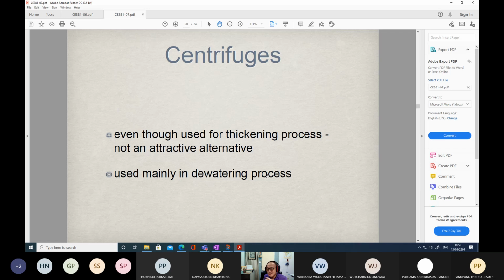Centrifuges can also be used as sludge thickeners, but they are not really popular because they spend a lot of energy, and normally they are built or sold in the market. The size is not that big, so it's not really appropriate for treating a large quantity of water.